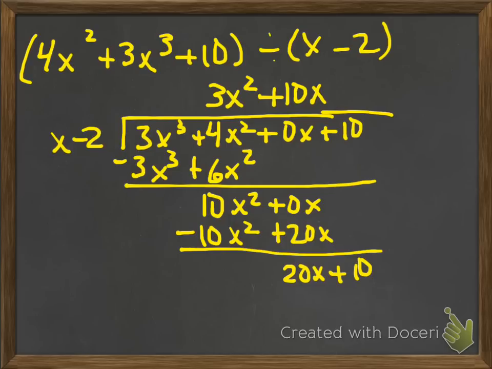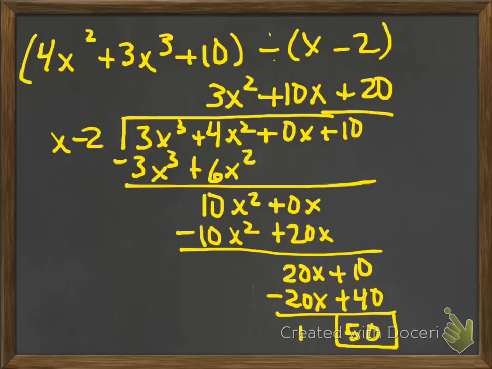Okay, 20 divided by 1 is 20. The x's cancel each other out, so I don't need an x up on top. Multiply. Change your signs. And 50 ends up being my remainder, which I can write as plus 50 over x minus 2. And yes, you do need to write your remainder there at the end. That's part of what you have to do.